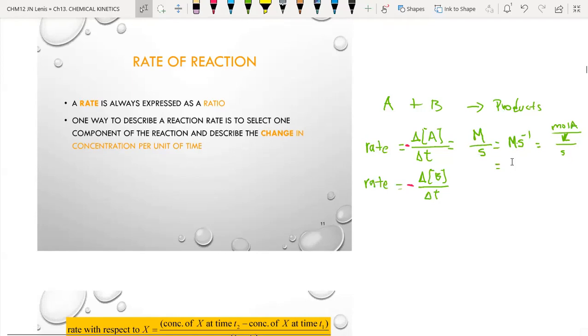So it's going to be moles per liter seconds negative 1. Or you can write it moles, liters negative 1, seconds negative 1. Be aware of different ways to write it, because you can find this in the textbook, in the questions, on the test, in different ways. And when you see this, you know that's a rate.